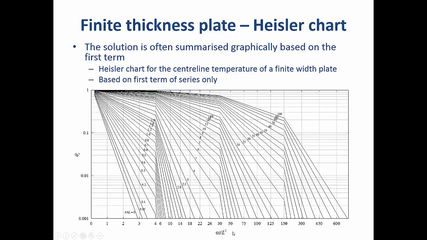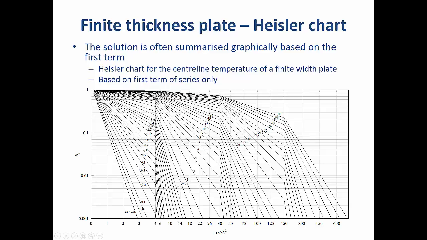So the x-axis of this chart is alpha T over L squared. The y-axis is the dimensionless temperature, in this case the dimensionless centerline temperature, hence the subscript C. And each of these lines corresponds to different values of K over HL, or in other words different values of 1 over the Biot number.